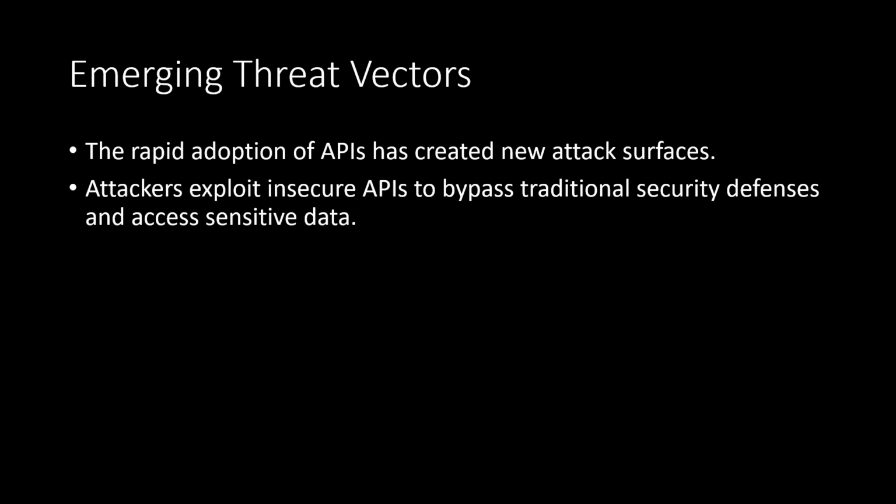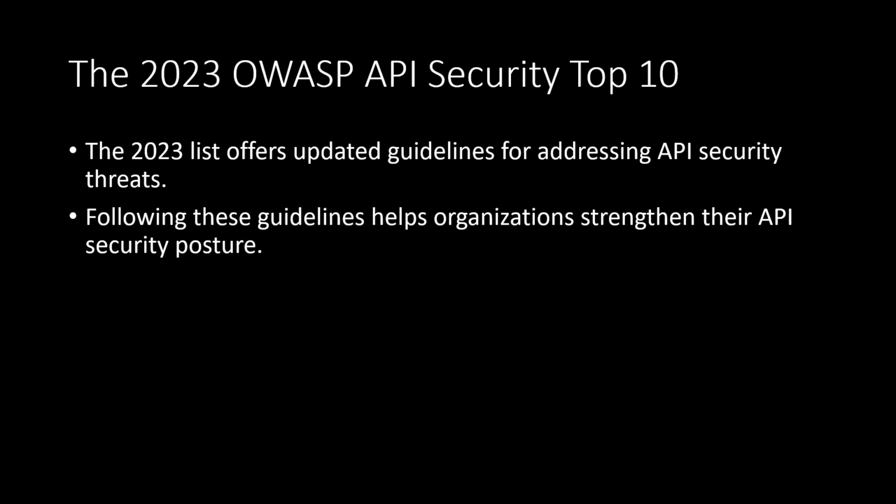The swift adoption of APIs has exposed new attack vectors. Attackers can exploit insecure APIs to bypass conventional security measures, gaining direct access to sensitive data. This makes securing APIs a critical priority. The 2023 OWASP Top 10 API Security Risks provides updated guidelines to tackle evolving API security threats. By adhering to these recommendations, organizations can significantly enhance their API security and protect against a wide array of vulnerabilities.